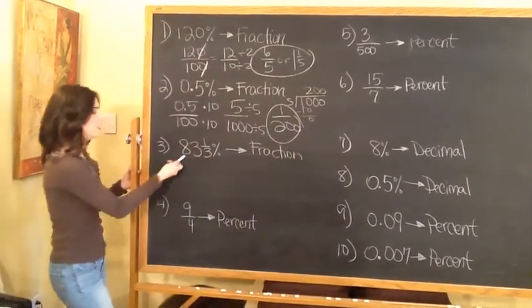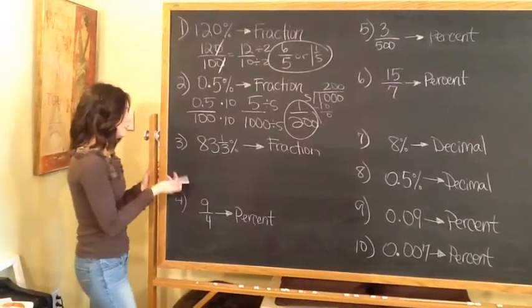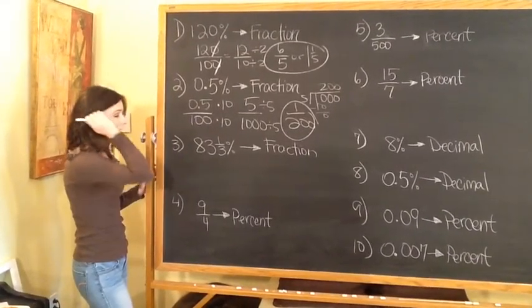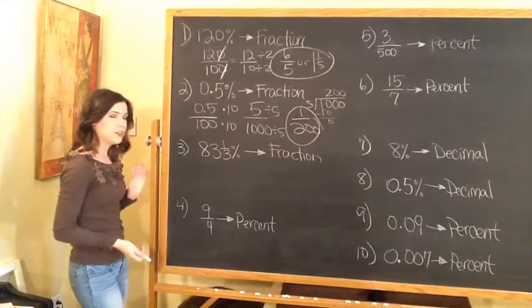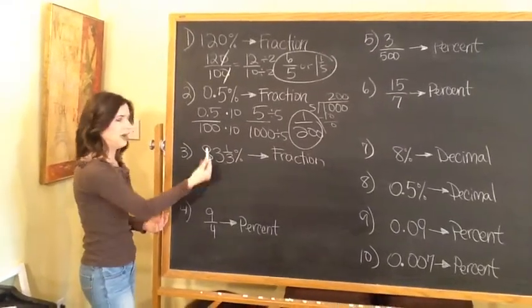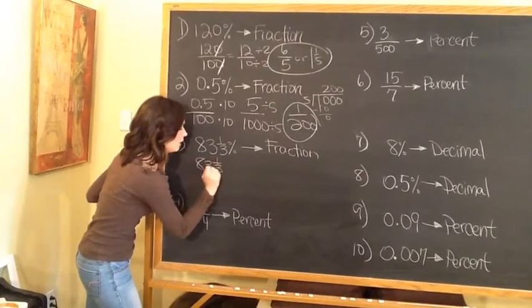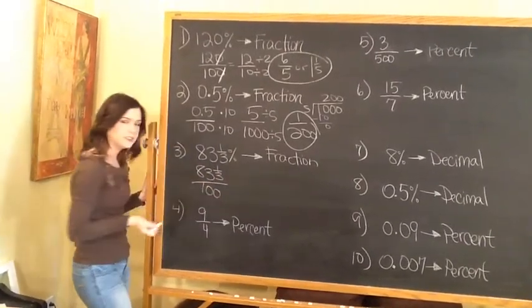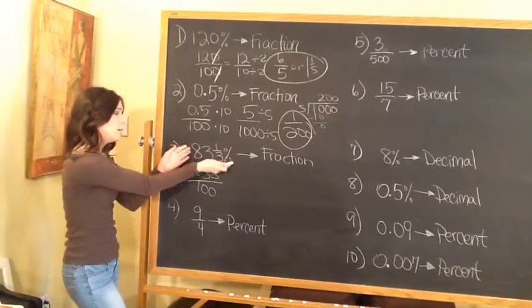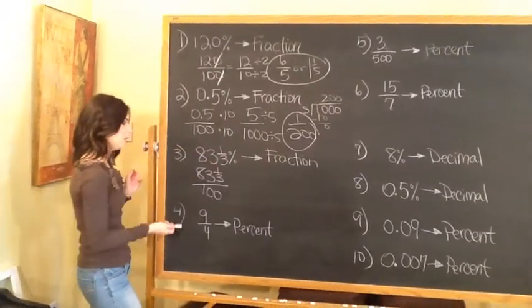All right, so let's go ahead and change this percent to a fraction. So first of all, we have 83 1/3%. So we know we're going to have to do something special because we see a fraction in here. But let's go ahead and first write 83 1/3 over 100, because the first step of changing it from a percent is putting it over 100.